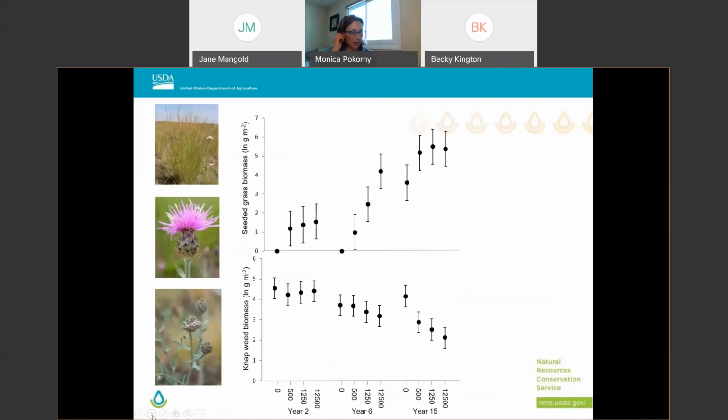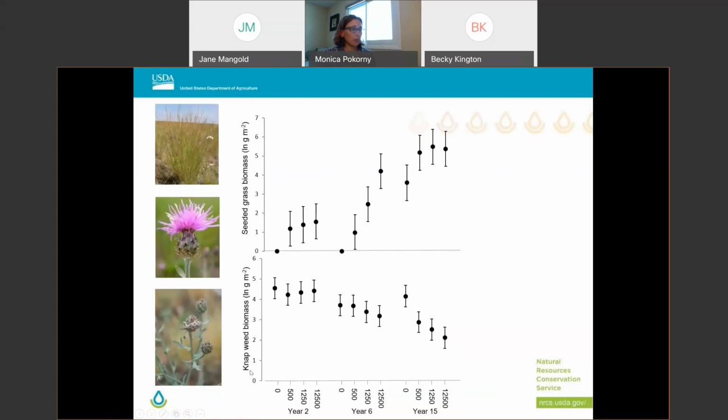I want to go back to the study I mentioned earlier in the presentation, and this again is data from Jane Mangold. This is a study where they used a combination of revegetation, herbicides, and biocontrol on sites in western Montana, and then they monitored it for 2 years, at year 2, at year 6, and at year 15. So the herbicide that was used was a glyphosate. It was 1 application. There was very light tillage on the ground also, and then they seeded the 4 different seeding rates on the site.